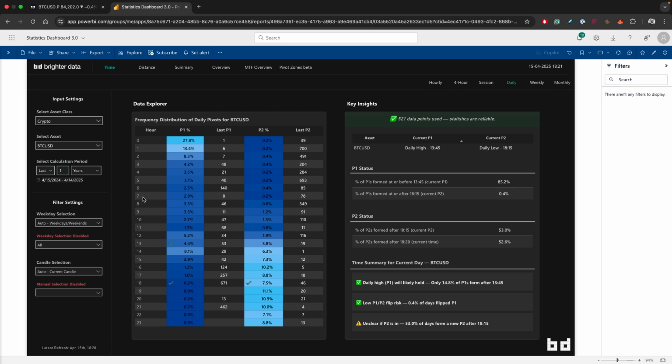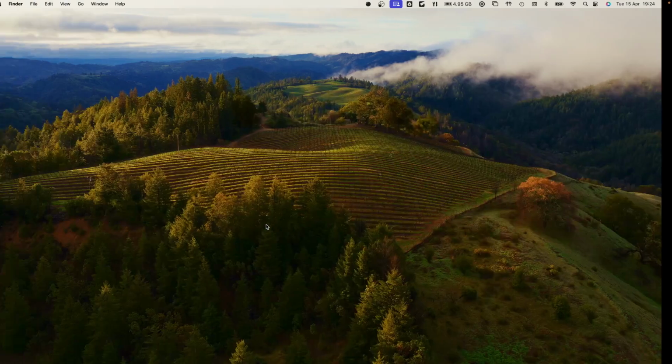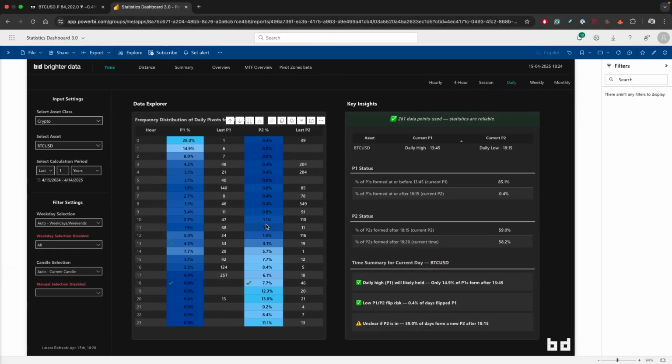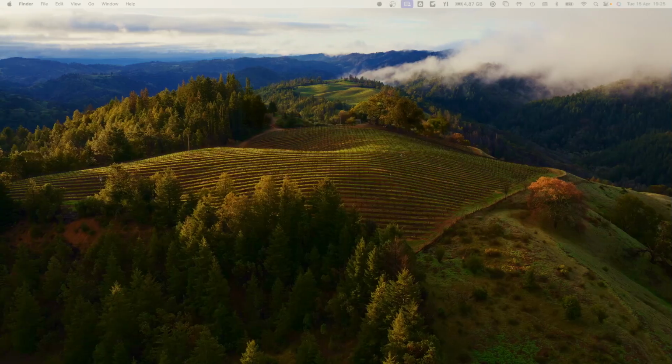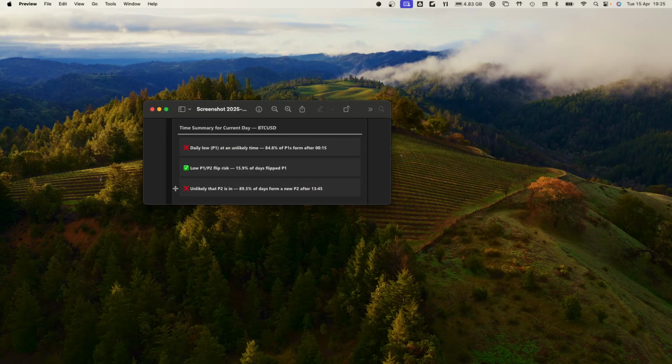By the way, I probably use the last 1 year for daily. I think that's what I'm going to use. But what you saw earlier, and I can show you that one more time, is that in this case it was unlikely that P2 was in, right? So until we just broke it, because 90% of days form a new P2 after 1:45.